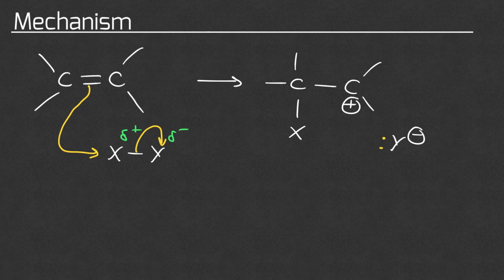The Y ion will then act as a nucleophile. It will have a lone pair of electrons. The Y will then donate the pair of electrons to the carbon, so it will attack it. We will draw a new curly arrow between the Y minus and the carbocation, forming a new bond between the C and the Y, completing the mechanism.